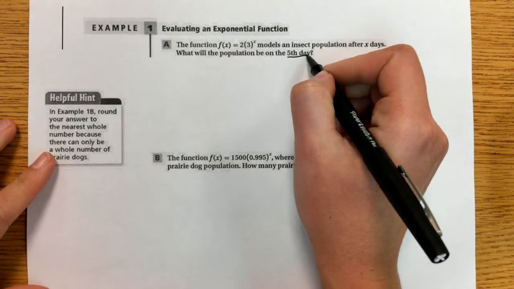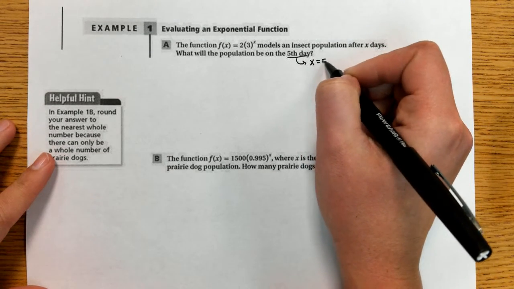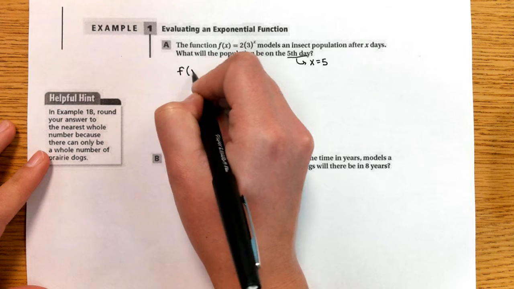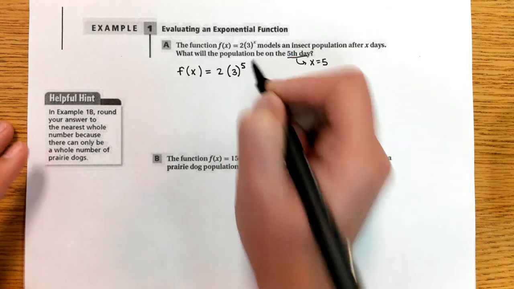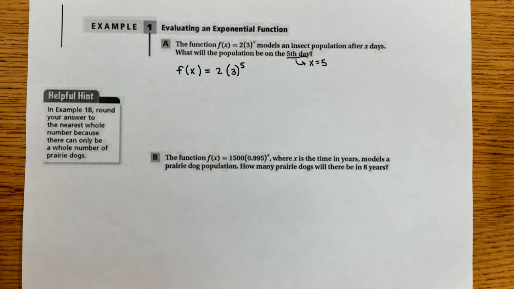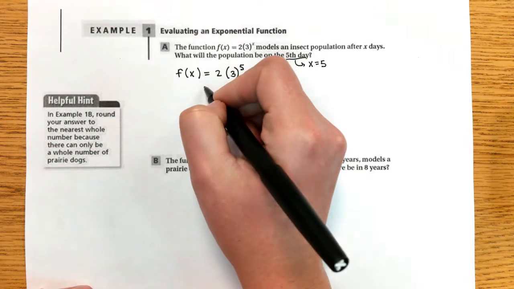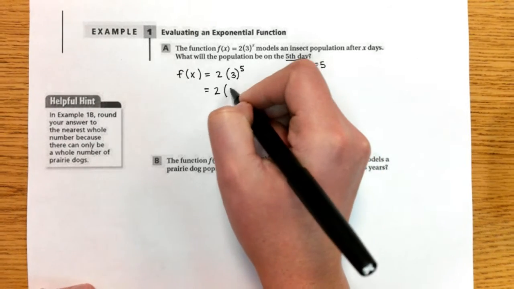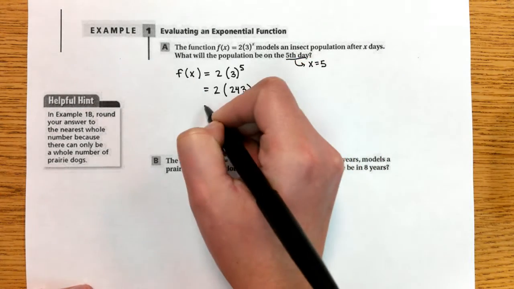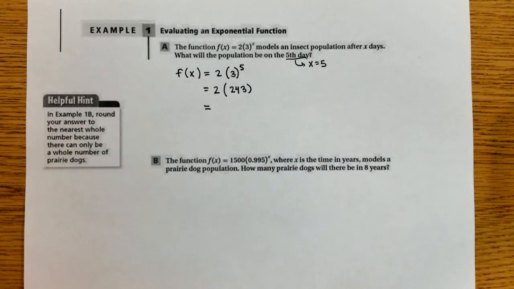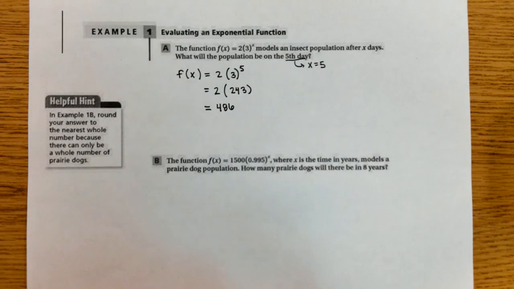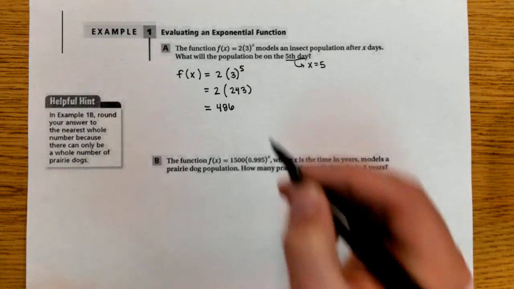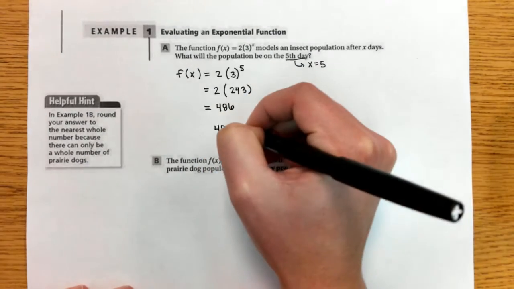The 5th day means we are going to substitute in 5 for x. So we're going to have f of x equals 2 times 3 to the 5th power. By order of operations, you have to do 3 to the 5th power first. 3 to the 5th power is 243. Then you're going to take 2 and multiply it by 243, and you get 486. So the insect population after the 5 days will be 486 insects.